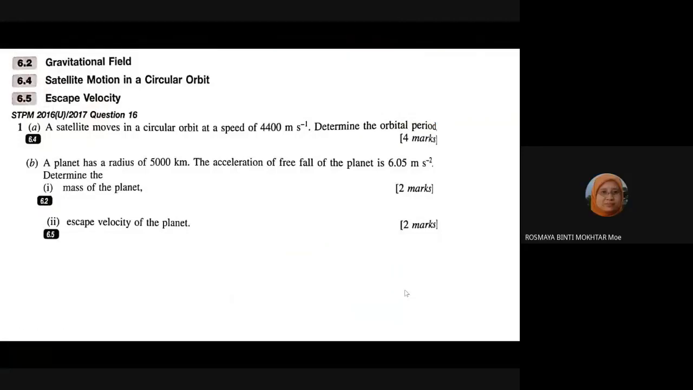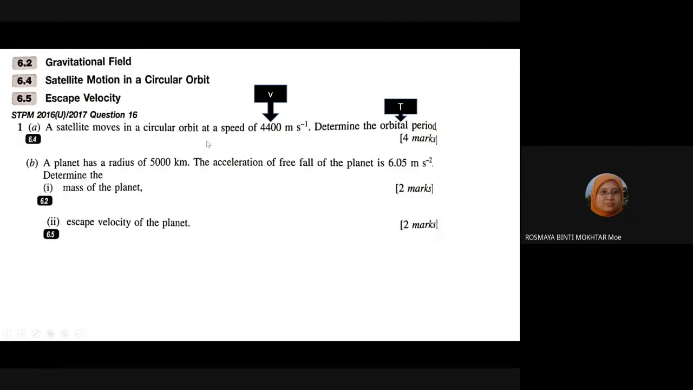So first question, gravitational field, STPM question 16. This is a subjective question, section B. A satellite moves in a circular orbit at a speed of 4,400 meter per second. Determine the orbital period. So you are given the speed, 4,400 meter per second, and we are going to find the period.